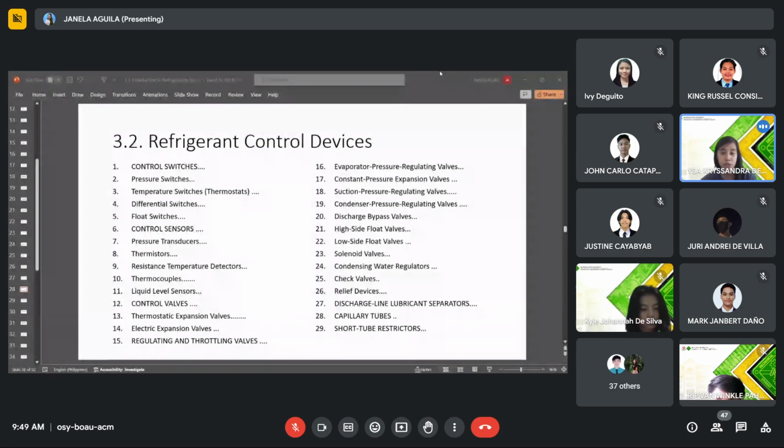So the control switches in refrigerant control devices remain vital for regulating and managing the refrigeration process, which involves temperature and pressure readings, energy efficiency, system protection, and system diagnostics, ensuring that it runs efficiently and safely in the operation. And next is the pressure switches.